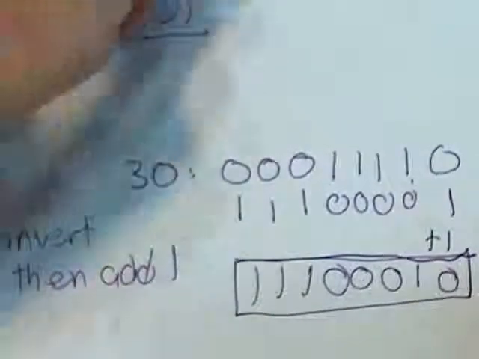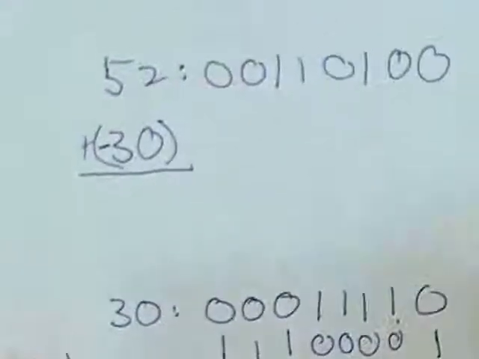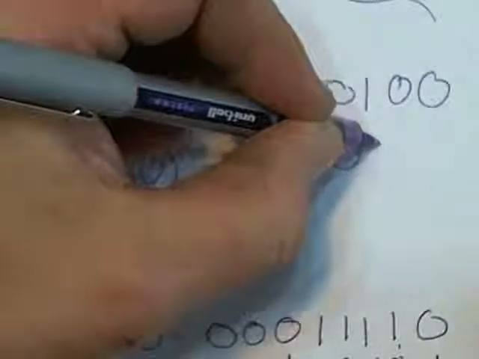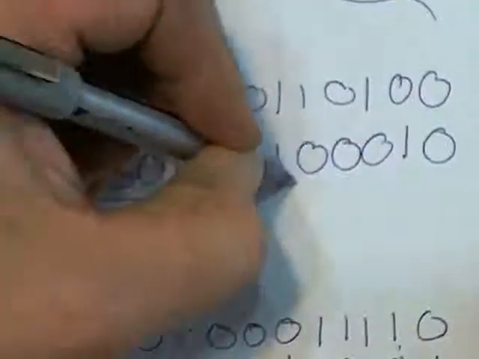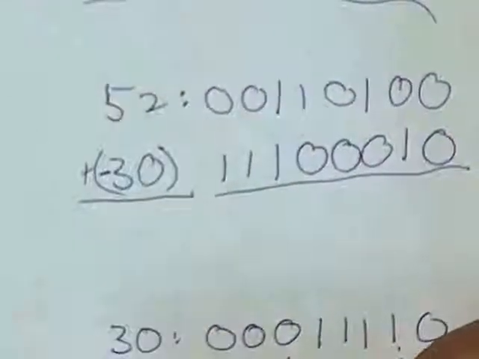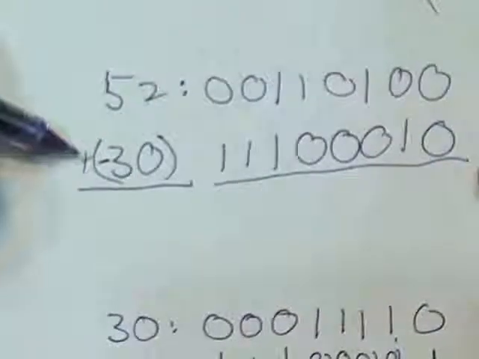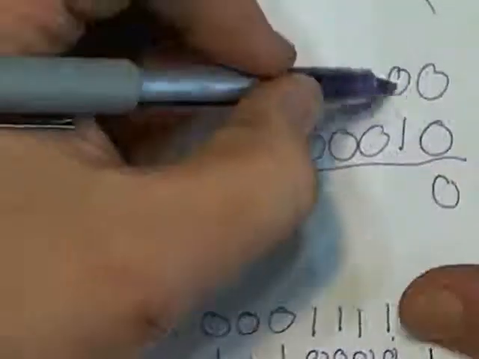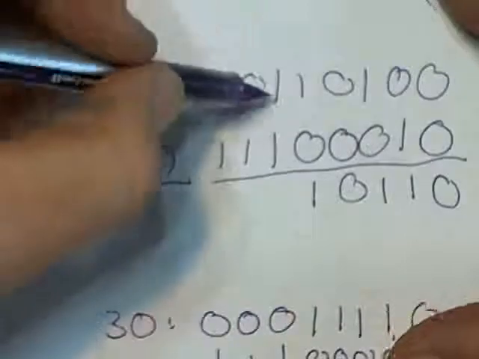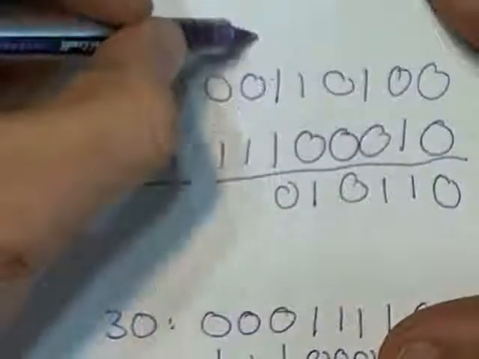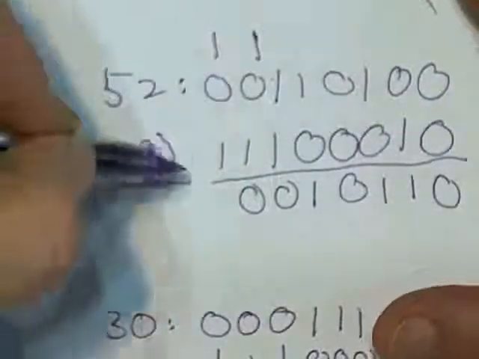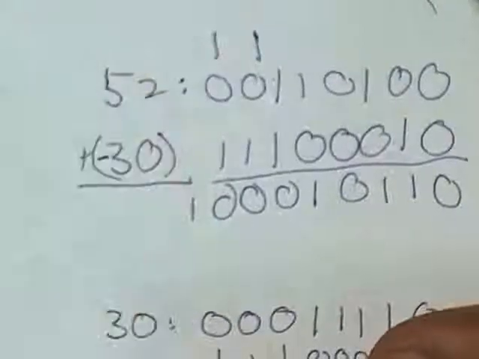So I'm going to take this number and transpose it up into my problem. 1, 1, 1, 0, 0, 0, 1, 0. This is 52. This is negative 30. Now let's add. 0 plus 0 is 0. 0 plus 1 is 1. 1 plus 0 is 1. 0, 1. 1 plus 1 is 2. So we 0 carry a 1. 1 plus 1 is 2. 0 carry a 1. 1 plus 1 is 2. 0 carry a 1.